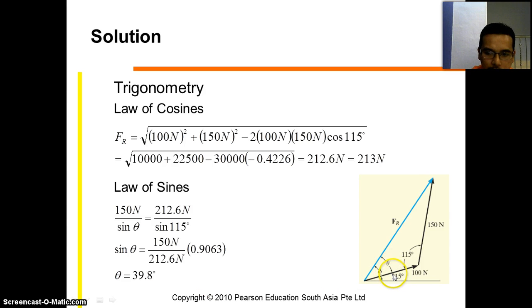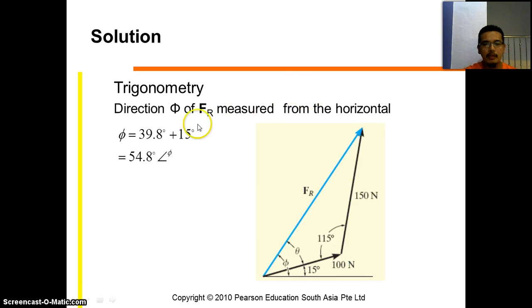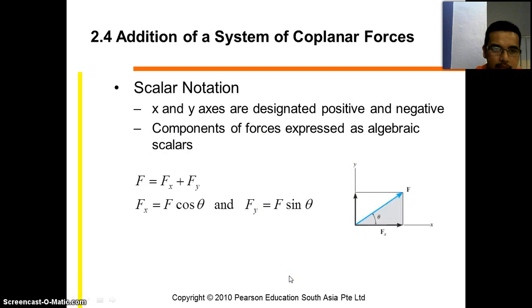So you need to add 15. So you add 15 for the resultant force. The angle, the direction of the resultant force, is calculated from the positive x, not the theta, but you need to calculate the phi. Phi angle is from the resultant force to the positive x axis. Okay, so we stop here.